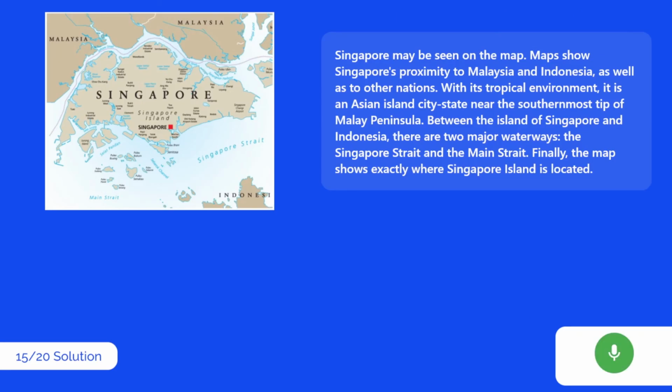Singapore may be seen on the map. Maps show Singapore's proximity to Malaysia and Indonesia, as well as to other nations. With its tropical environment, it is a nation-island city-state near the southernmost tip of Malay Peninsula. Between the island of Singapore and Indonesia, there are two major waterways, the Singapore Strait and the Main Strait. Finally, the map shows exactly where Singapore Island is located.